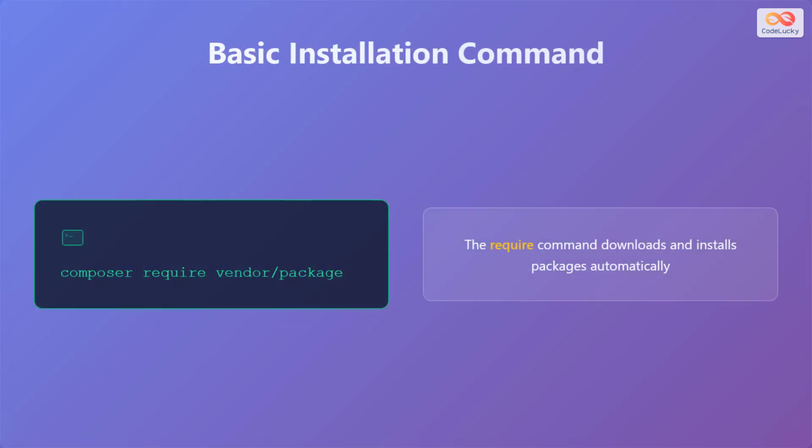Let's look at the basic installation command. The command composer require vendor/package downloads and installs packages automatically. Simply replace vendor/package with the actual package name you want to install. Composer will then handle the download and setup, making it readily available for your project.